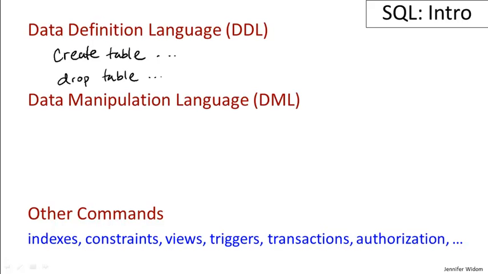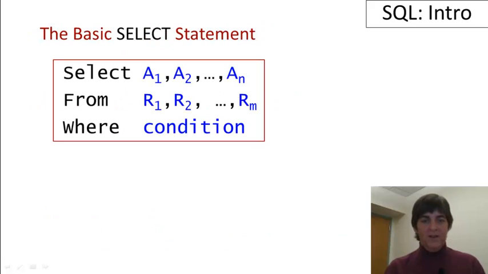The data manipulation language is the language that's used to query and modify the database. So in the SQL language, the data manipulation language includes, for querying the database, the select statement, and then for modifying the database, an insert statement, a delete statement, and an update statement. There are many other commands in SQL for indexes, constraints, views, triggers, transactions, authorization, all of which we'll be learning about in later videos. For now, let's just take a look in a little more detail at the select statement, which is really the bread and butter of the SQL language, and it's what we use to query the database.